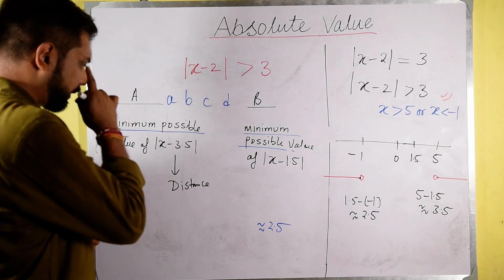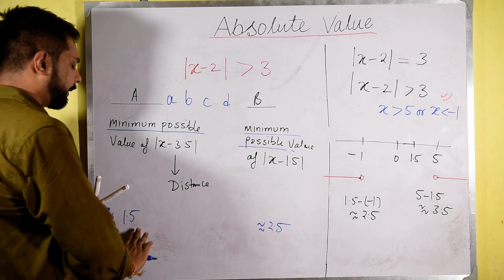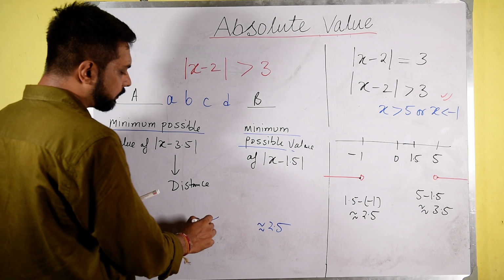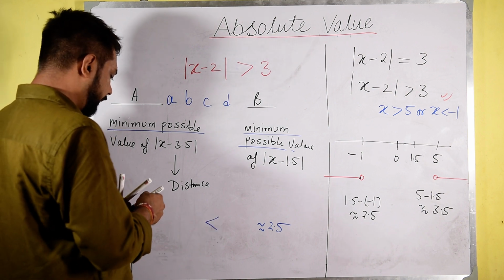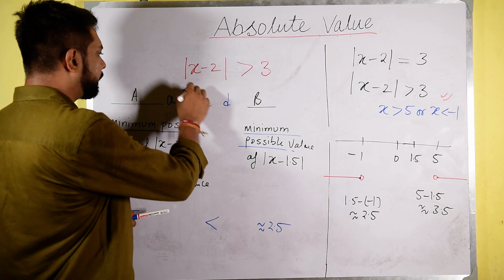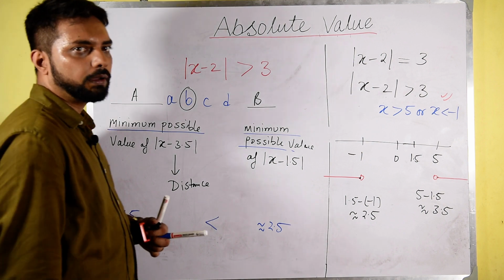Now guys, you can see that the right hand side is bigger than the left hand side. So quantity B is greater. So my correct answer is option B. I hope it is clear to everyone.